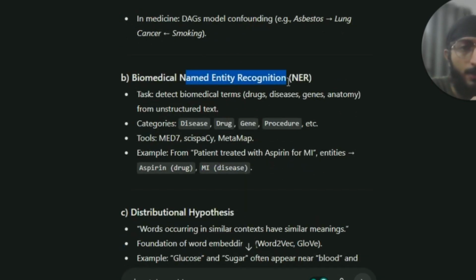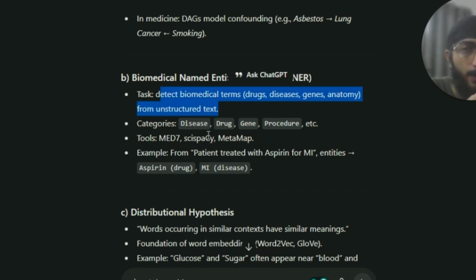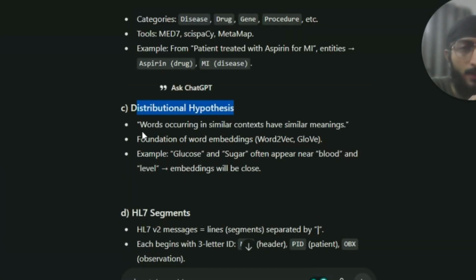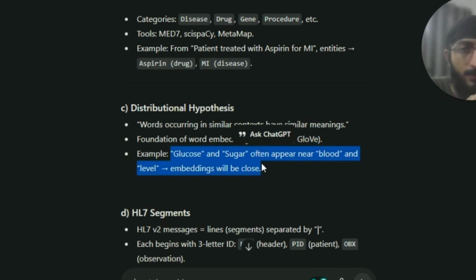Then biomedical named entity recognition, NER. The task is to detect biomedical terms, drugs, diseases, genes, anatomy from unstructured text, with categories like disease, drug, gene, procedure, etc. Then the distributional hypothesis: words occurring in similar contexts have similar meanings. It is the foundation of word embeddings, word2vec, GloVe. Example: glucose and sugar often appear near blood and level, so embeddings will be close.